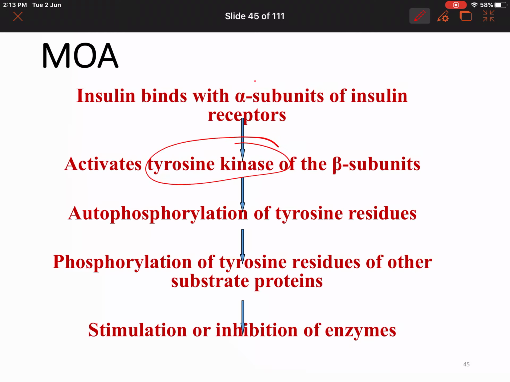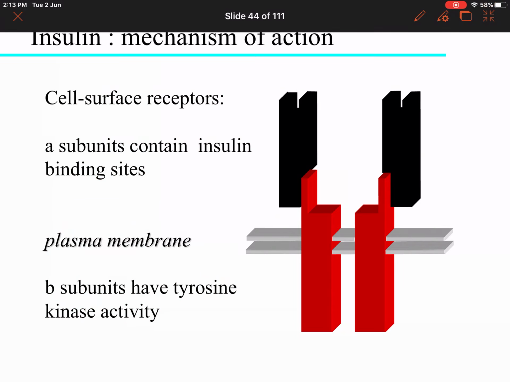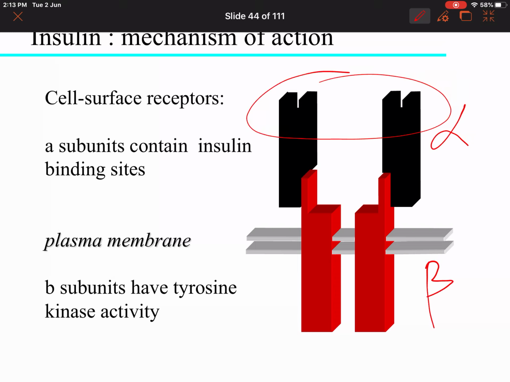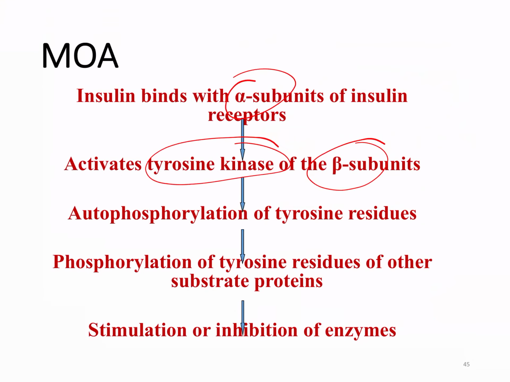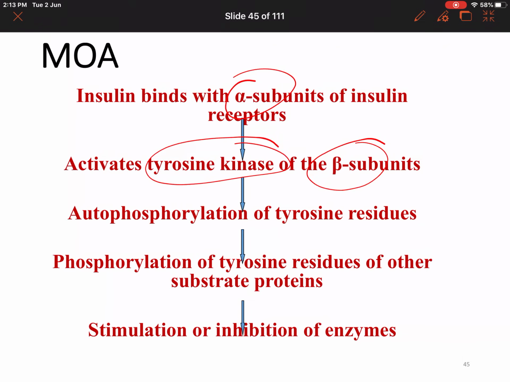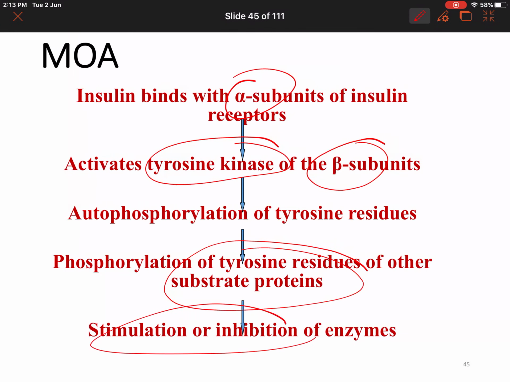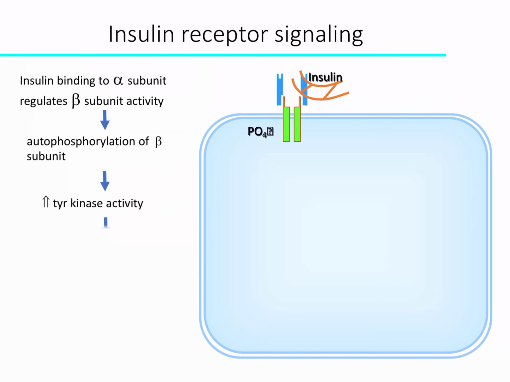It has two subunits, an alpha subunit and a beta subunit. To the alpha subunit, insulin is going to bind. This is a beta subunit. Once this binds, there is going to be phosphorylation of several substrate proteins, which is going to either stimulate or inhibit the enzymes. So we'll look into how this happens.